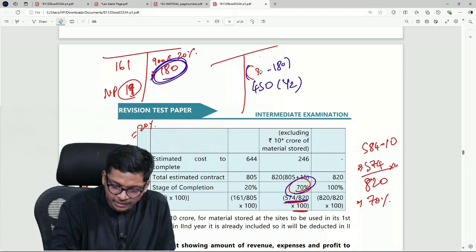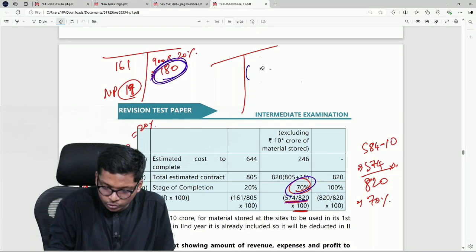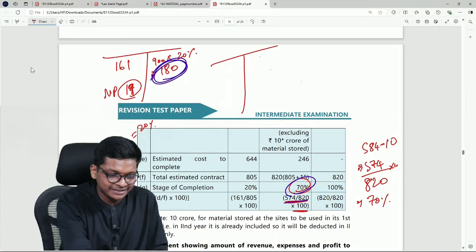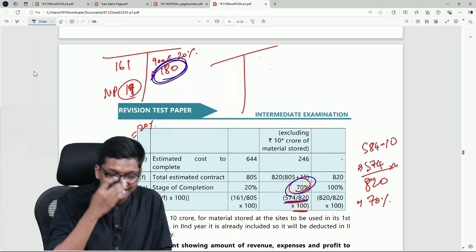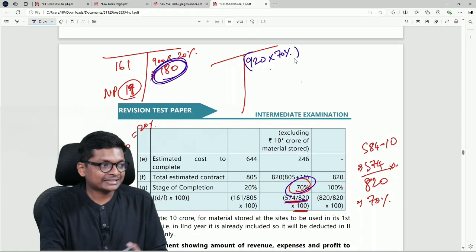We should not take 900 because revenue increased from 900 to 920. I am not trying to show what mistakes you will do in exam. This is a mistake which I have done. That means this is a common mistake that can happen. So year 2 you will take 920 into 70%.